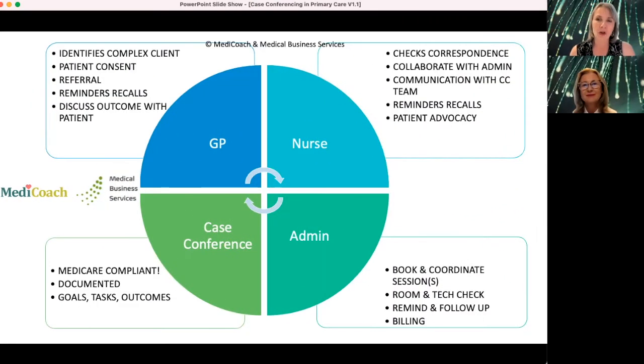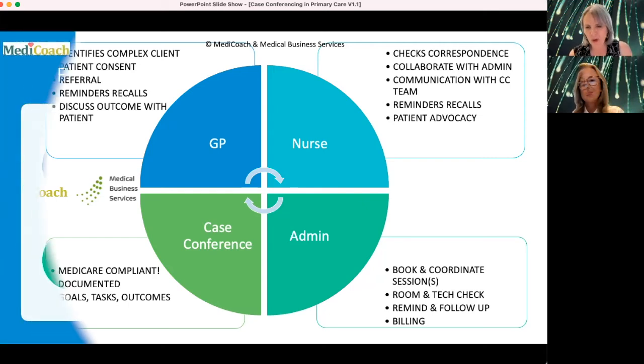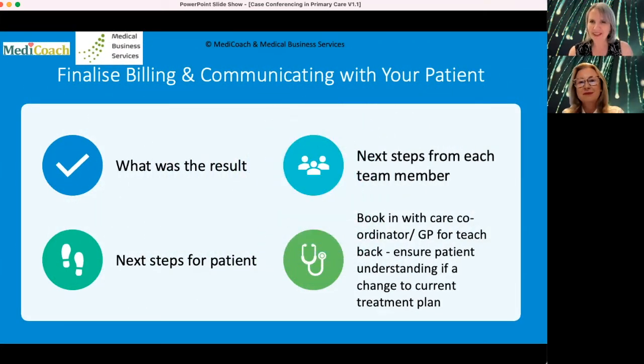It's going to work best if you consider your own circumstance within your practice, what's going to work for your team, to determine which bits might need to be moved around. But it could look something like this. So we've done a lot of work in the lead up to this very first case conference.